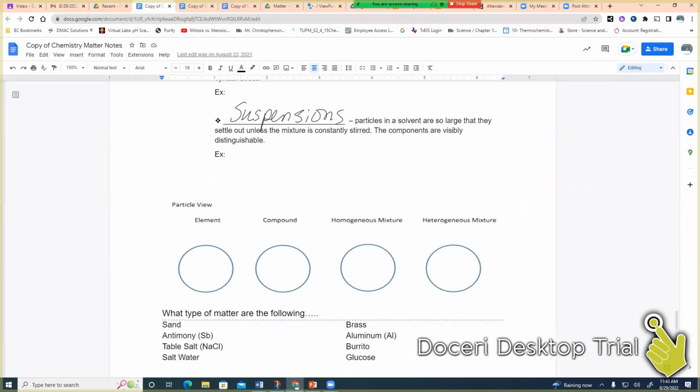Particles in the solvent are so large that they settle out unless the mixture is constantly stirred. So the components are visibly distinguishable. That means if you give it a chance to settle out, you're going to have all the solid on the bottom, and then you'll have the liquid on the top. An example of this would be paint. Let's see, Italian salad dressing.